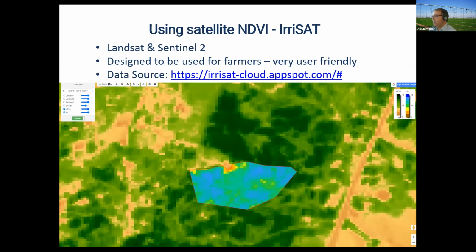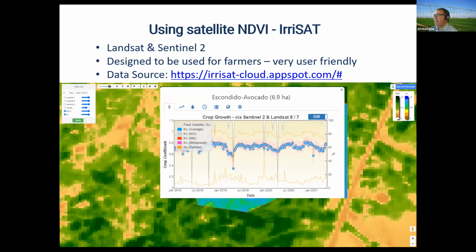This is the KC, and based on that, you can develop the KC values over time. So I developed this for this orchard for the last 3 years. The result is very interesting. You can see how crop coefficient changes in this orchard, and if you integrate this information with weather data for this orchard in the Escondido area, you can easily calculate the amount of crop water needs in this orchard. So this is one of the benefits.